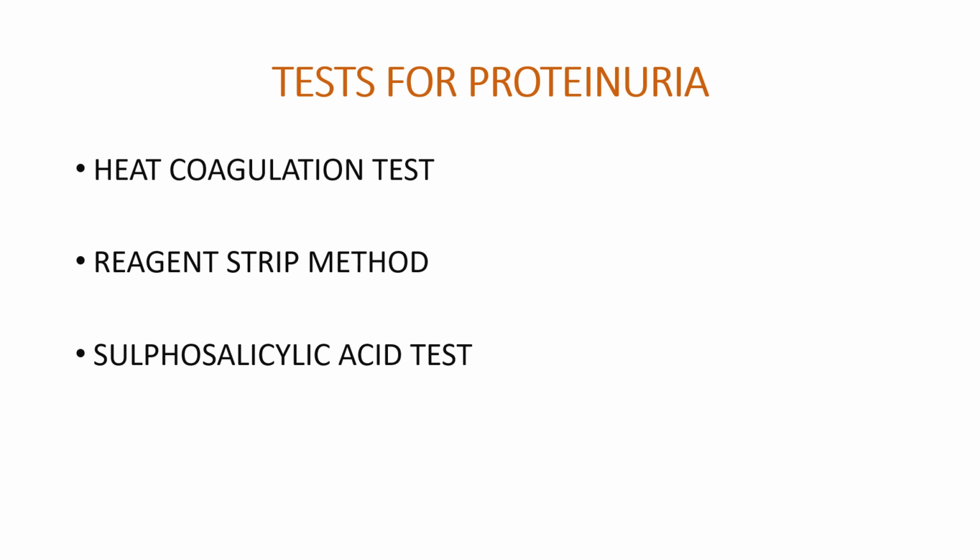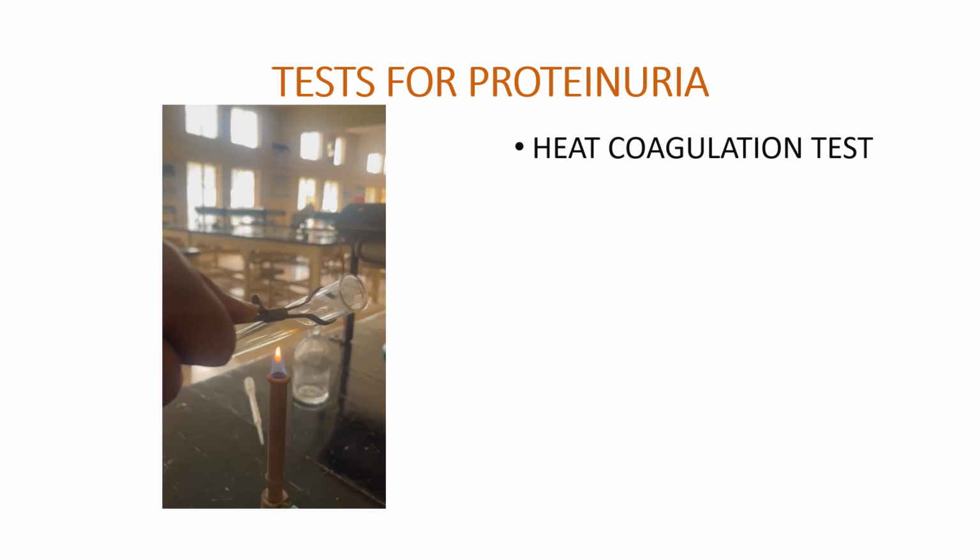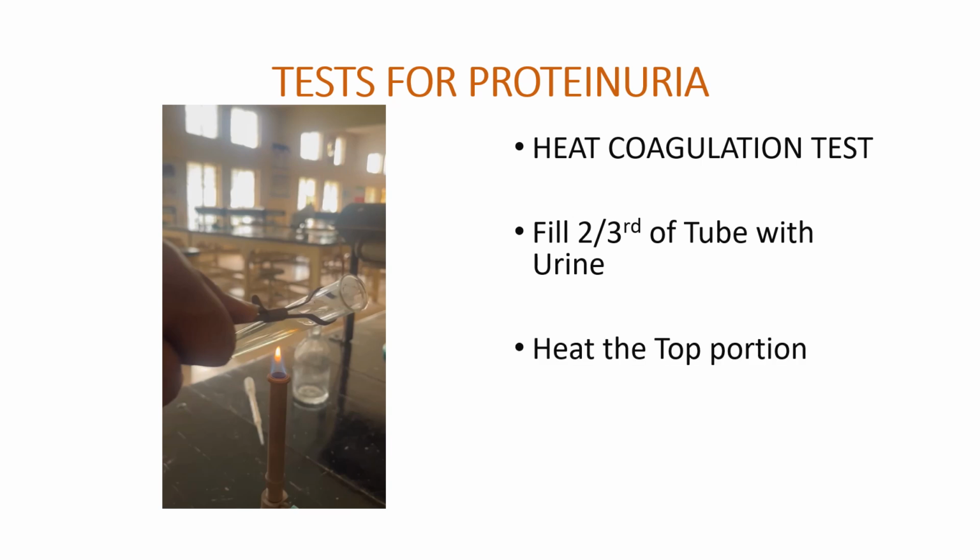So let's talk about these tests. Now let's start with the heat coagulation test. What we do is fill two-thirds of the tube with urine. Two-thirds in the sense, I mean around 67%. We fill it with the urine, and then we heat only the top portion.